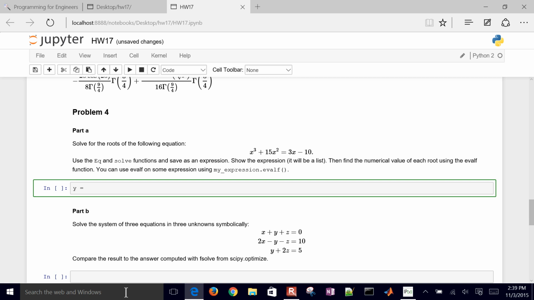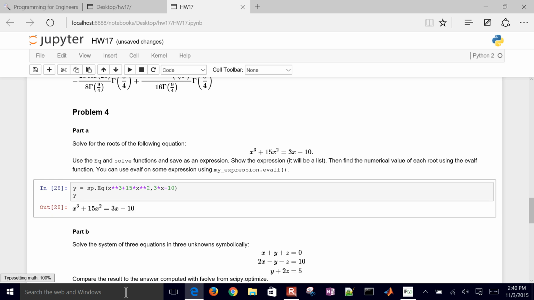I'm going to make y equal to SymPy dot Eq. The way you use this is you put the left-hand side of the equation on the left right here, and the right-hand side is going to go right here. So let's start off with the left-hand side. That's going to be x to the third plus 15 times x squared. Now on the right-hand side, that's going to be 3 times x minus 10.